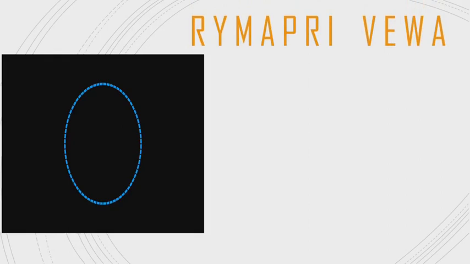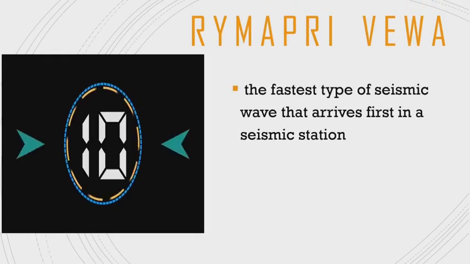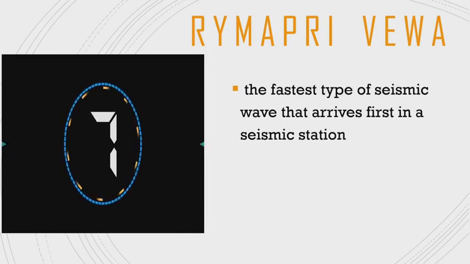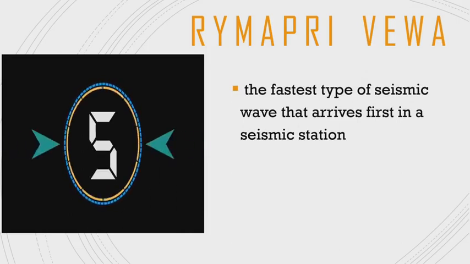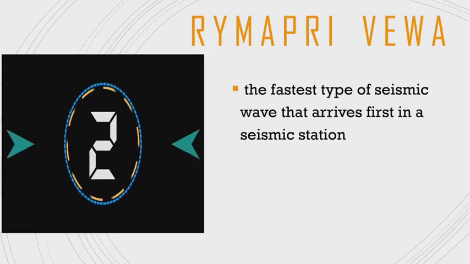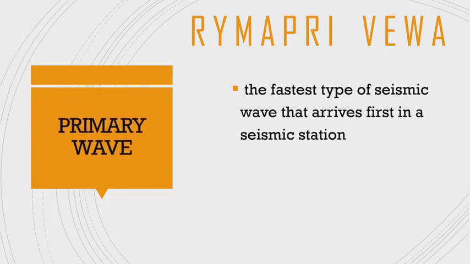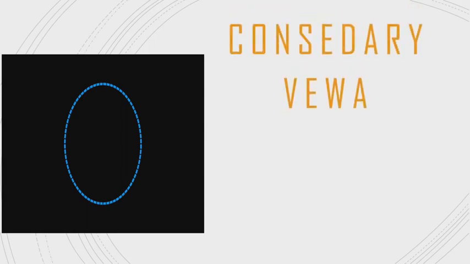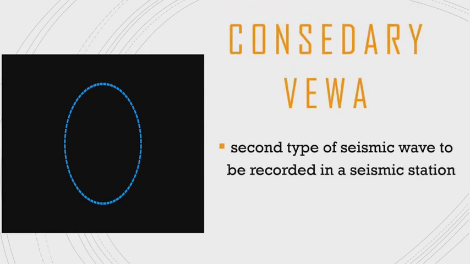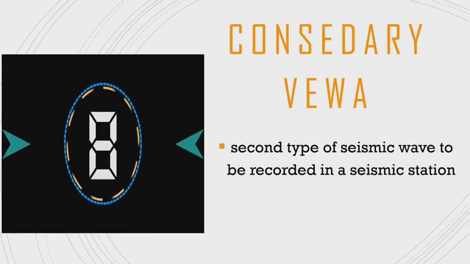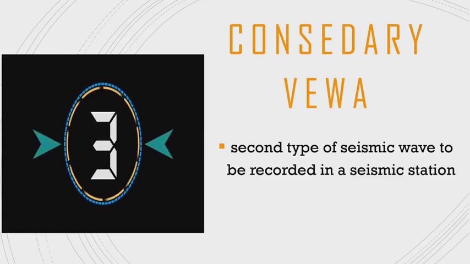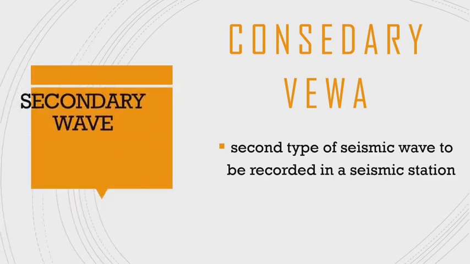Next word, Rima-Pri-Vewa, the fastest type of seismic wave that arrives first in a seismic station. The answer is primary wave. Next word, Considari-Vewa, the second type of seismic wave to be recorded in a seismic station. The answer is secondary wave.